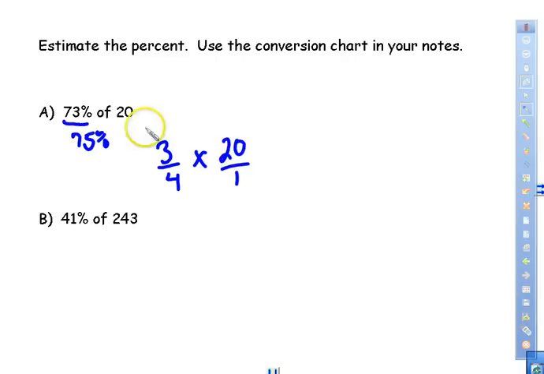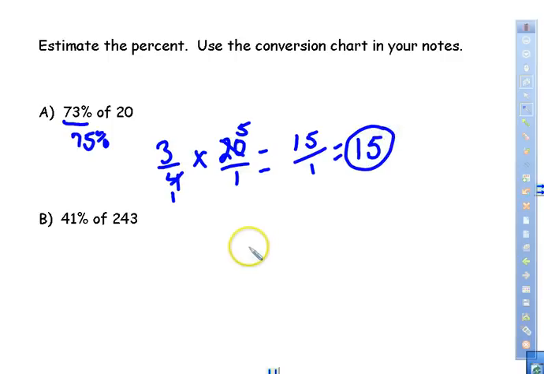If it didn't, we could have rounded this number to make it compatible with this denominator. So we're going to cross reduce. The 4 divides into 4 once, and 4 divides into 20 5 times. So now complete. 3 times 5, which is 15, over the 1, which equals 15. So 15 is 75% of 20.